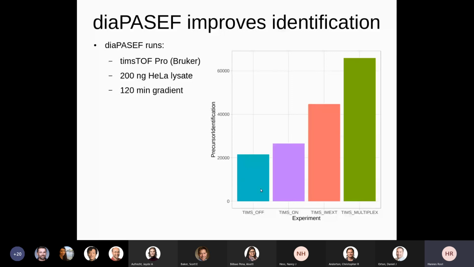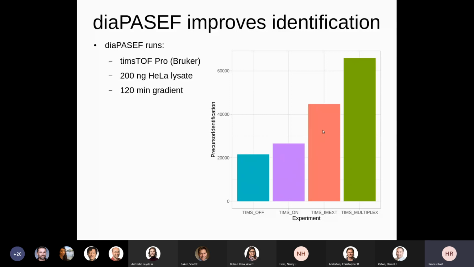And so what we can see is that there's already a substantial gain from using the instrument as a pure TOF instrument without using any of the ion mobility capabilities to simply turning on the ion mobility device. So simply this focusing of the ions actually brought a substantial gain in identifications of about 30% increased precursor identifications, which we thought was very exciting.